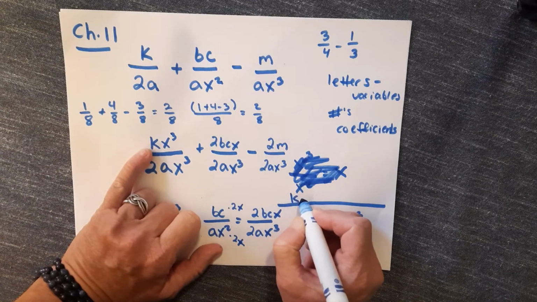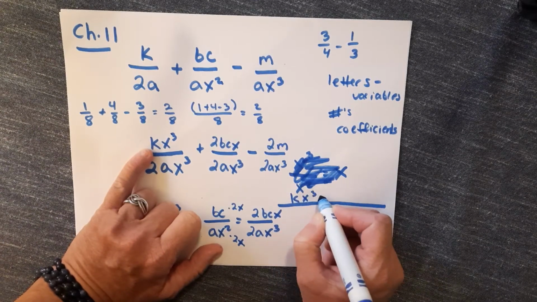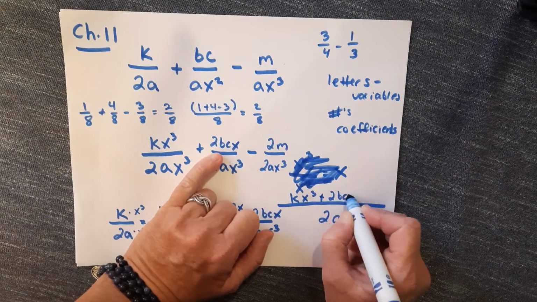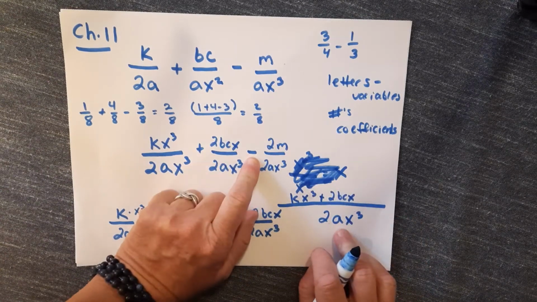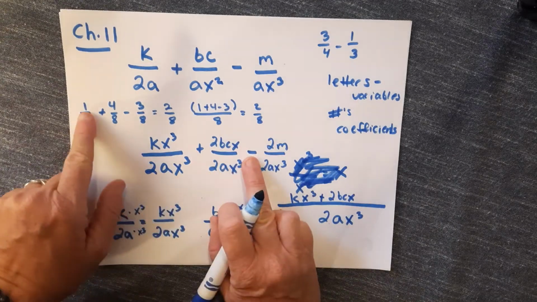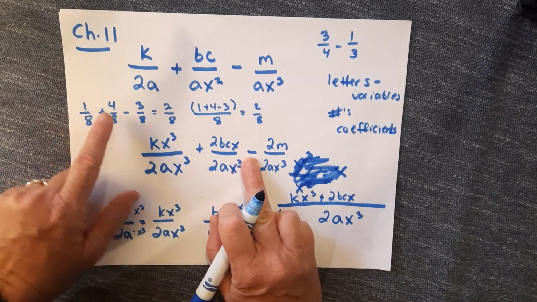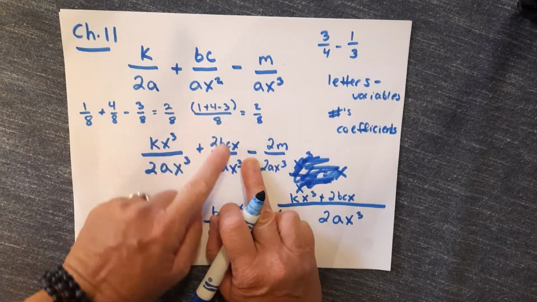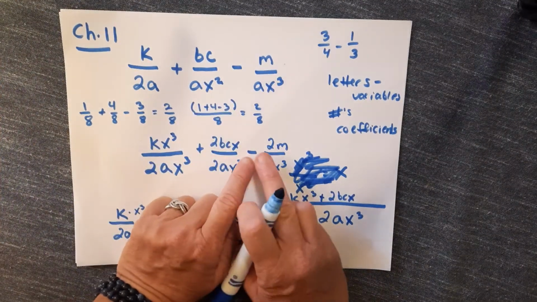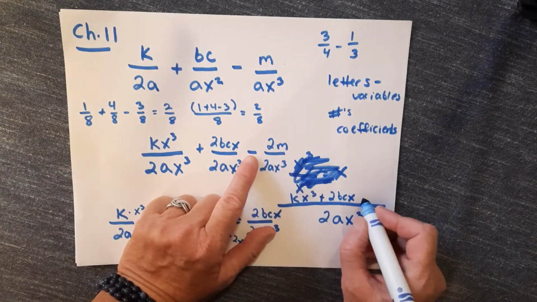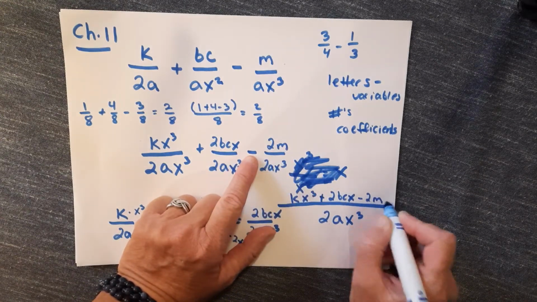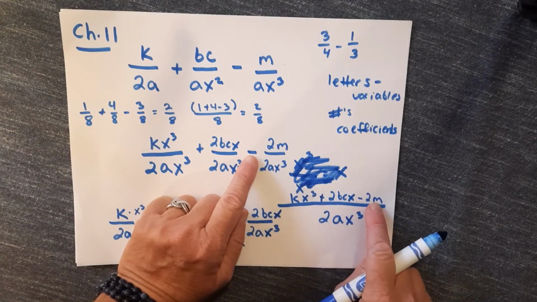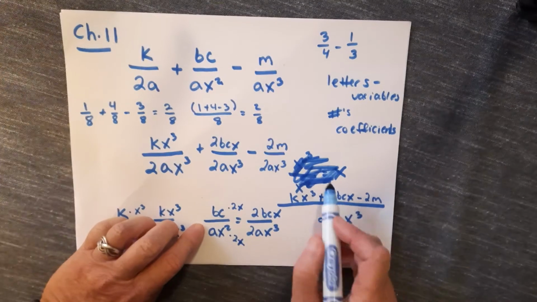So we're going to say kx cubed plus 2bcx. Watch the sign. We have to remember to watch the sign. Just like in this problem, 1/8 plus 4/8 minus 3/8. In the numerator, we did 1 plus 4 minus 3. We have to do that the same here. So we're going to need to subtract this last numerator, which is 2m. None of these are like terms. So that's the most simplified that we can get this answer.